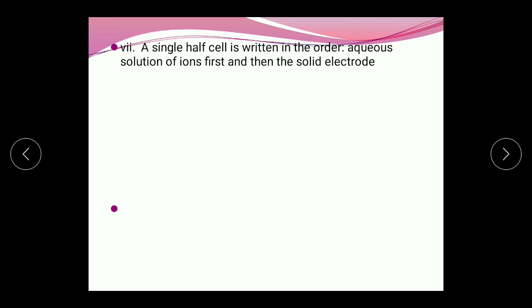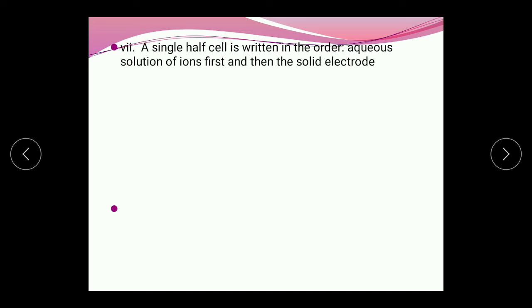There is also one more rule. A single half cell, if you want to write, then you cannot write Zn vertical line Zn plus 2. It should be written like Zn plus 2 vertical line Zn. That means the ion comes first, then vertical line, and then the solid electrode. So these all are rules to write a galvanic cell.